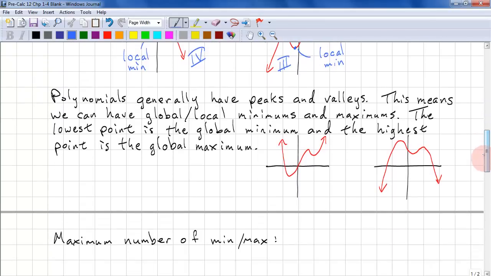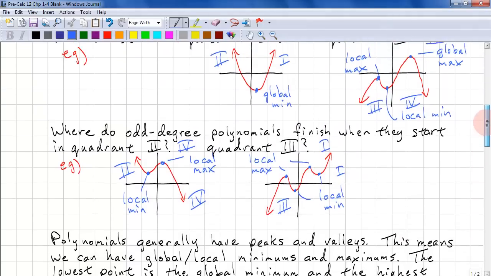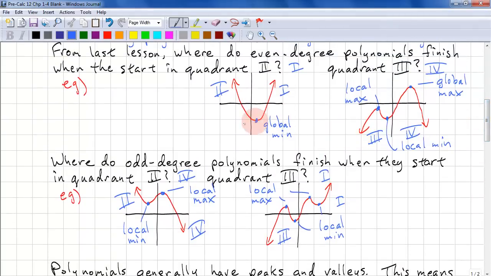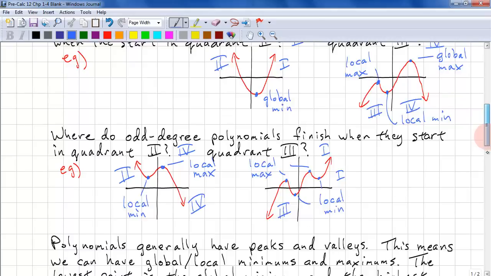Okay, the next thing we have to look at is polynomials generally have peaks and valleys. So we've seen that. This means they can have global or local mins and maxes. And the definition for the lowest point is the global minimum and the highest point is the global maximum. And recall that for even degree, we have globals. For odd degree, we don't have any globals.